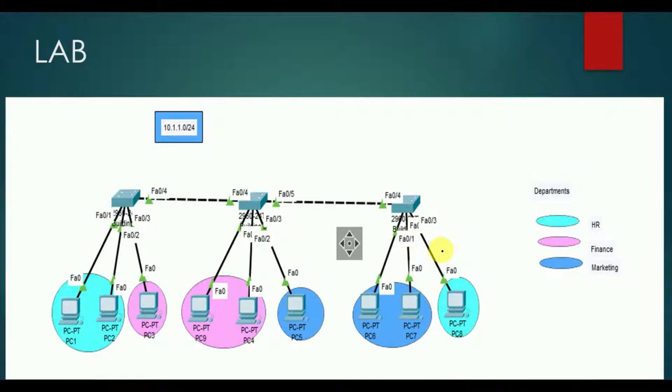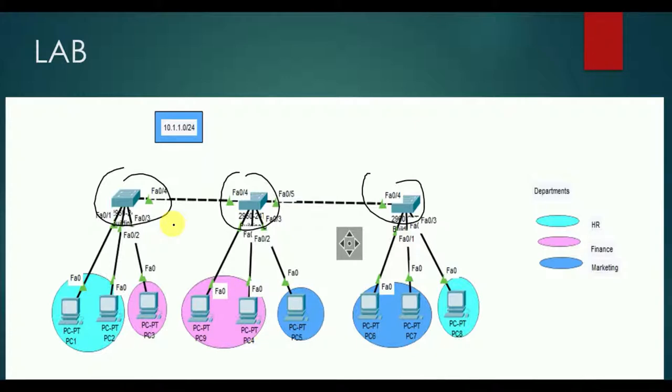Here we can see we have three buildings: building A, building B, and building C. All three buildings have three departments. One is the HR department, another is the finance department, and the third is the marketing department. We have employees of all these departments sitting in all three buildings. But right now, without VLAN, what's happening?